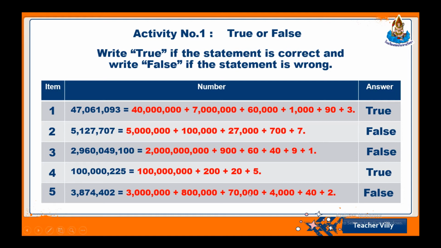Let's check all together. We have 3 million. This is 3 million. It's correct. 800,000. It's correct. 70,000. Correct. We have 4,000. Correct. We have the hundreds place, which is 4. Therefore, it should be 400. It's not 40. That's why it's false. Excellent.